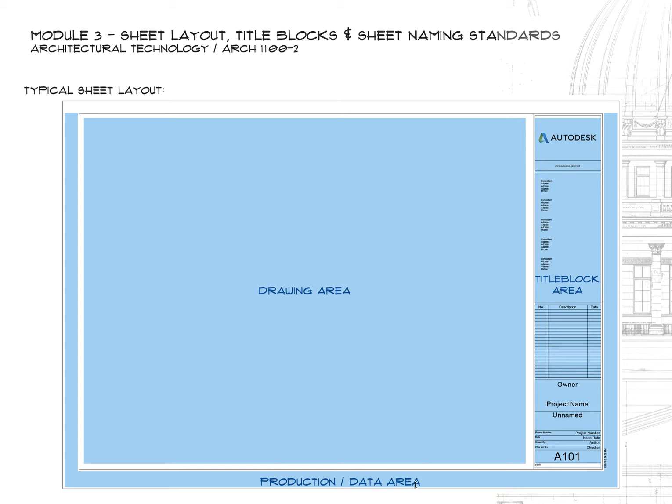We also have something called the production area. And if you take a look at my cursor, it actually wraps all around these three sides right here. This is the production area. And inside that production area, we're going to look at this a little bit closer. We've got some information that we'll be going over. We've got our actual title block area, and we're going to break that down bit by bit. So the entire sheet consists of three main areas: our drawing area, the production or data area, and the title block.